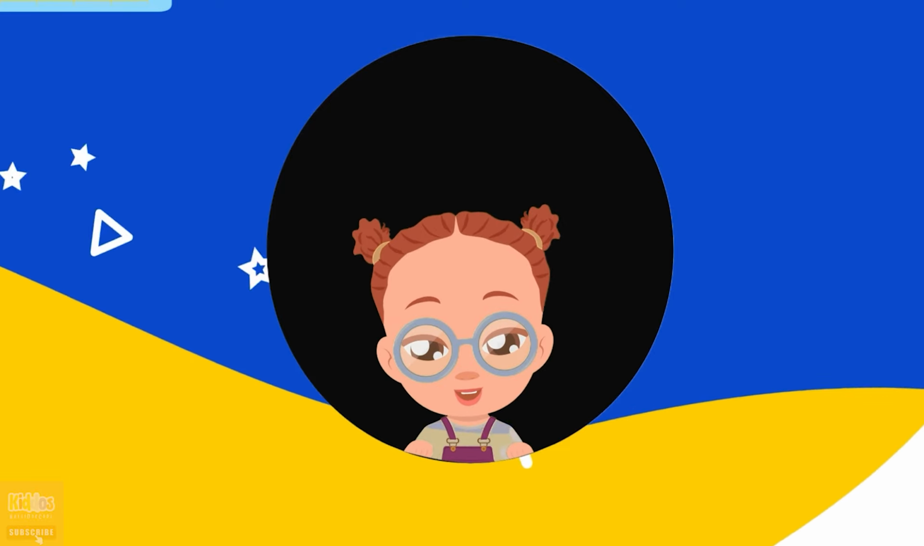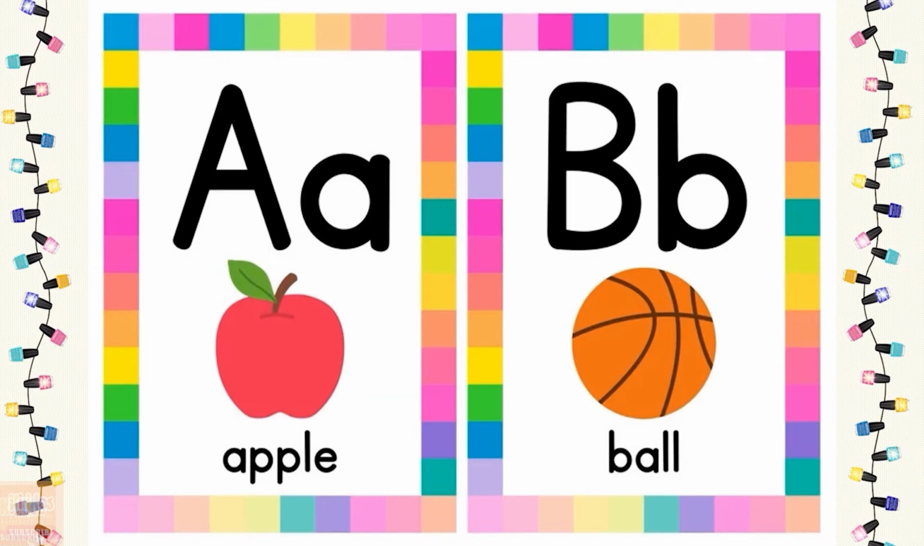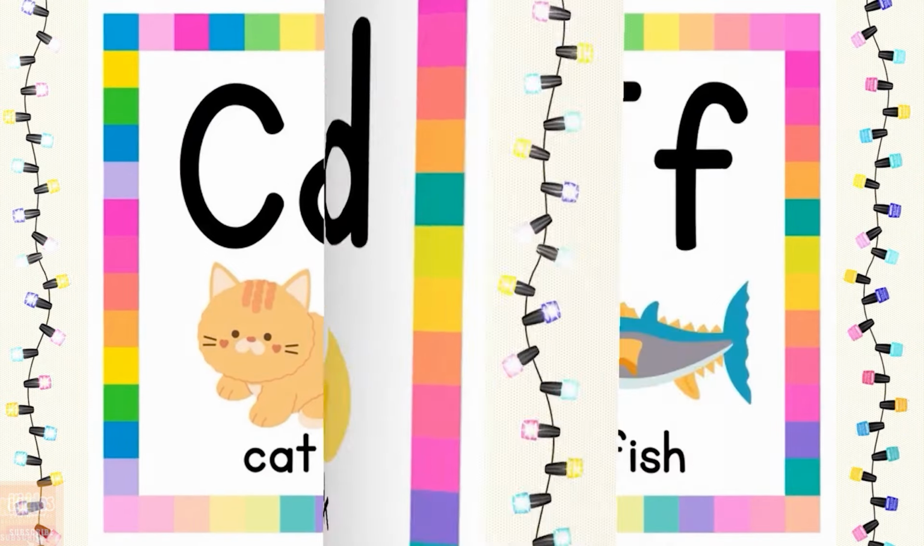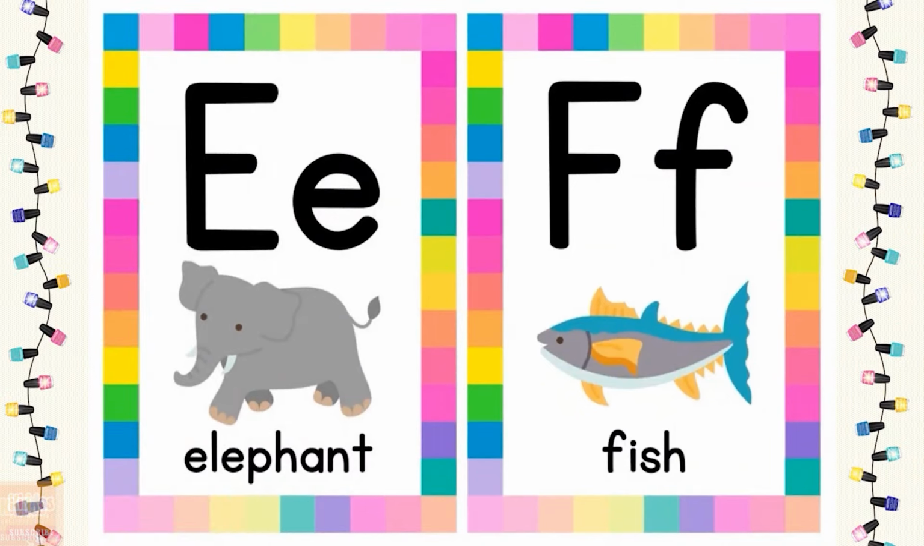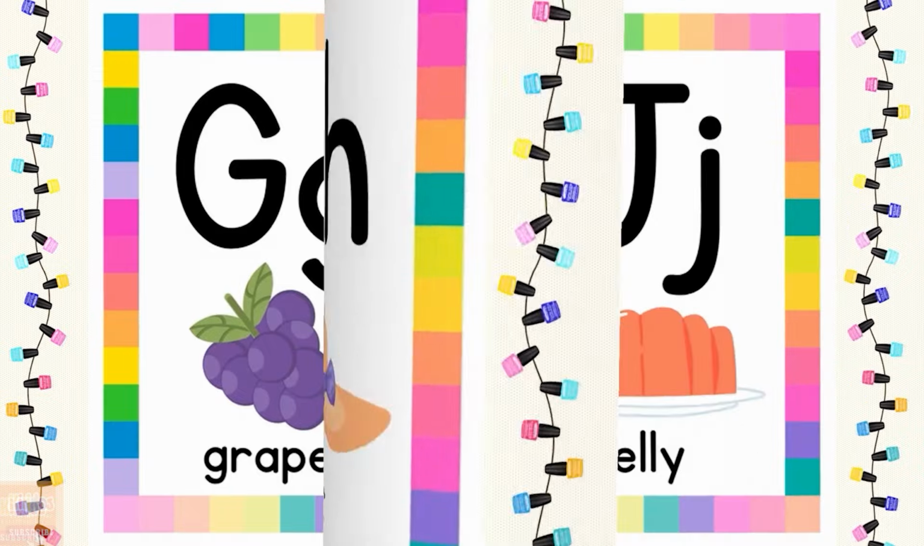Hi kiddos, let's read and learn ABC. A is for apple. B is for ball. C is for cat. D is for duck. E is for elephant. F is for fish. G is for grapes. H is for hat.